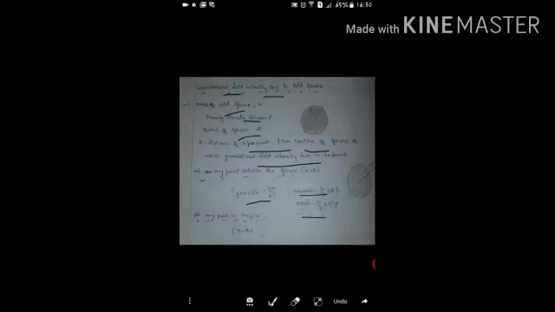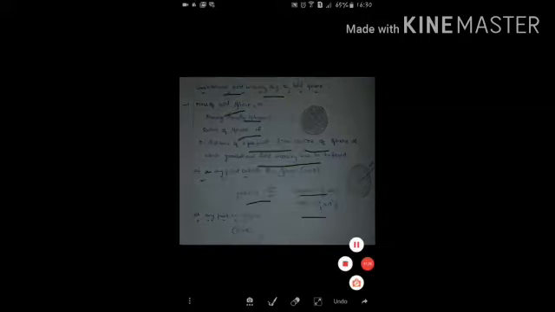The next one is at any point on the surface. At any point on the surface, r is equal to R, the distance of the point from the center, and then Eg on the surface is equal to GM by R square.